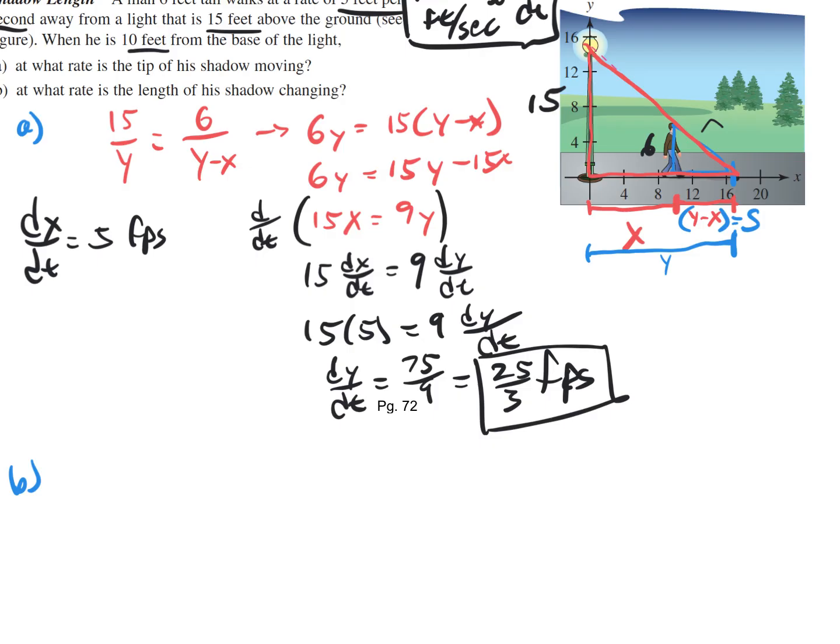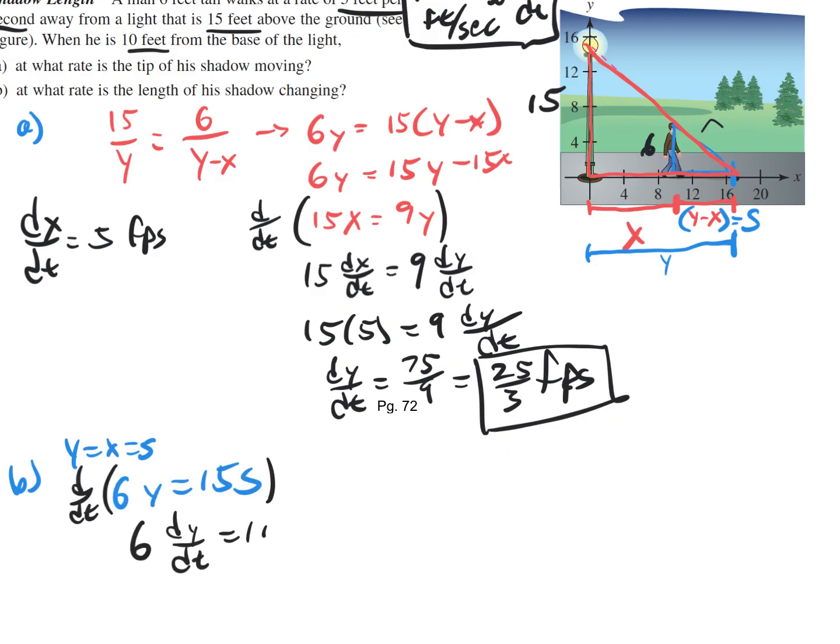It should. So if we say y minus x is S, that's what we're looking for. Okay, just to keep things simple. So let's put S in here. So we have 6y equals 15s. And if we take our derivative like we already did, we have 6 dy/dt and 15 ds/dt. And that tells us that 6 times 25/3 equals 15 ds/dt.